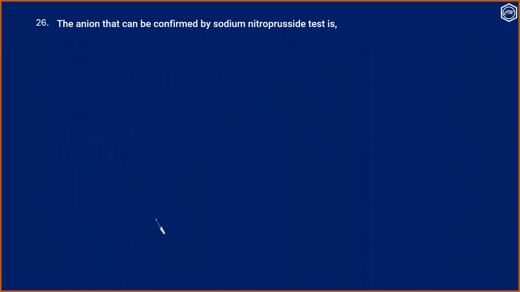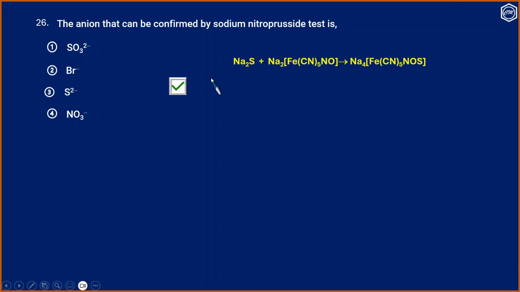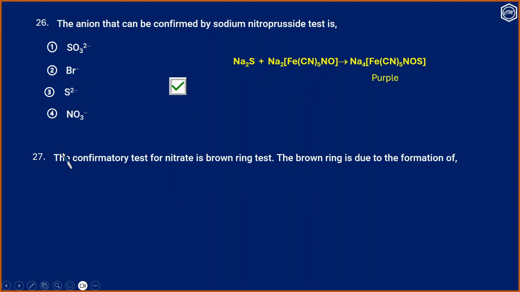Question number 26. The anion that can be confirmed by sodium nitroprusside test is sulfite, bromide, sulfide, nitrite. And that is the test for sulfide ion. That is the correct answer. Sodium sulfide, for example, reacts with the sodium nitroprusside, giving a purple colored complex.